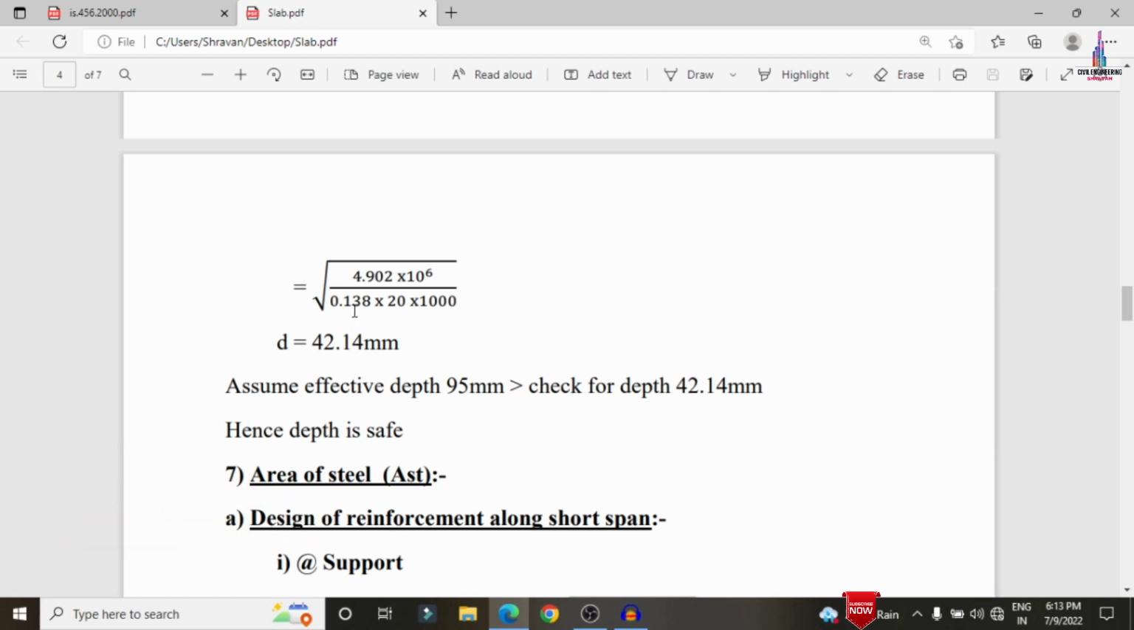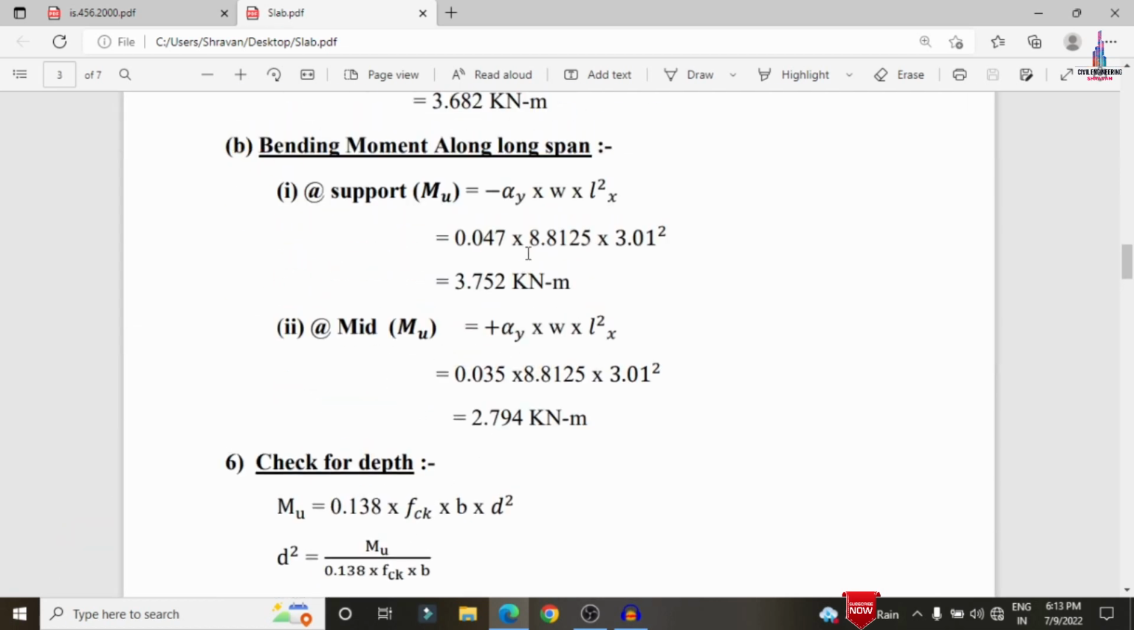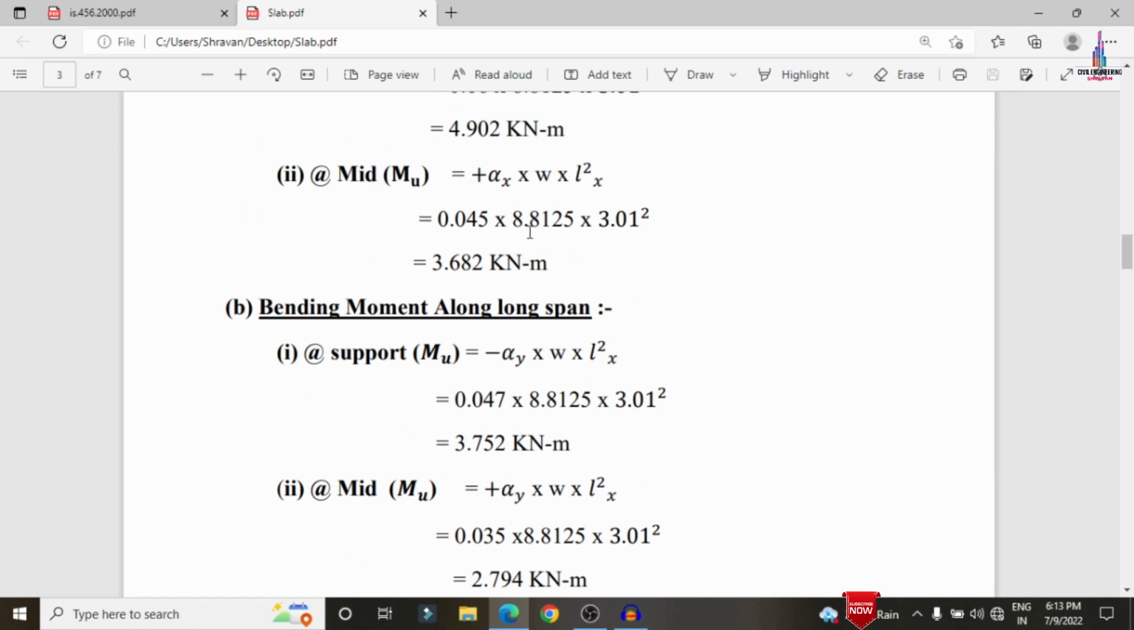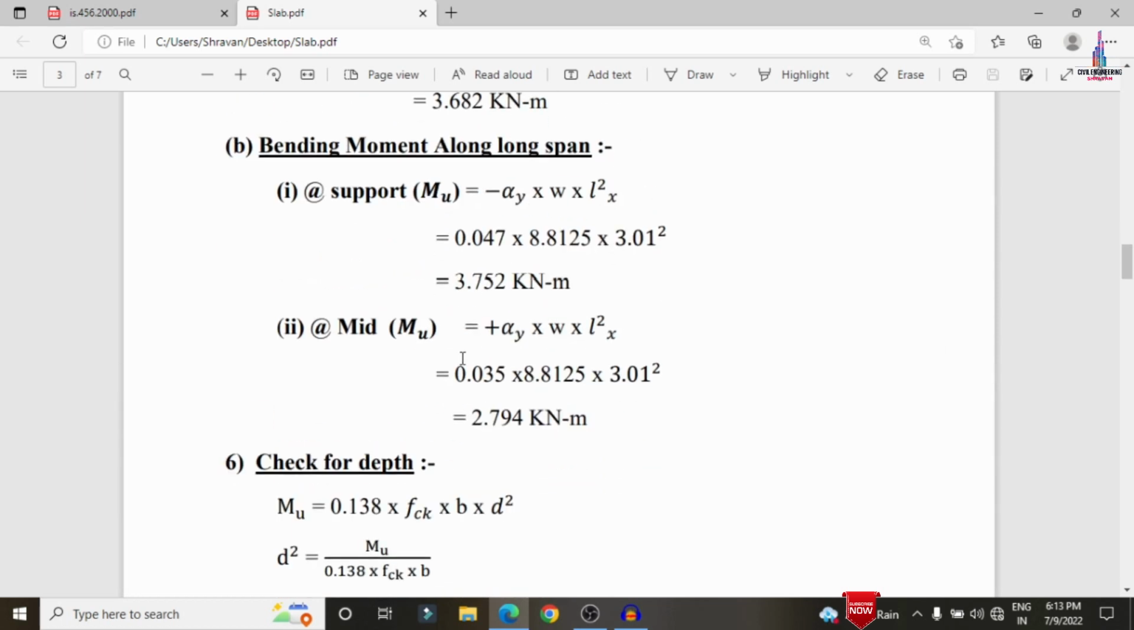Again, in the same process, we substitute these values. From the moment values, we need to consider the maximum moment, whether negative or positive, in the x direction or y direction. Here, the maximum moment comes under the negative x direction case, which is 4.902 kilonewton meter.